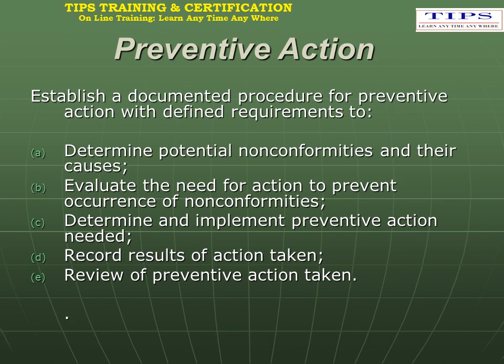To comply with the requirement of the preventive action clause, establish a documented procedure for preventive action with defined requirements, and those procedures shall incorporate the following. Number one, determine the potential non-conformities and their causes. Evaluate the need for action to prevent occurrence of non-conformity. Determine and implement preventive action needed. Record result of action taken. Review of a preventive action taken.